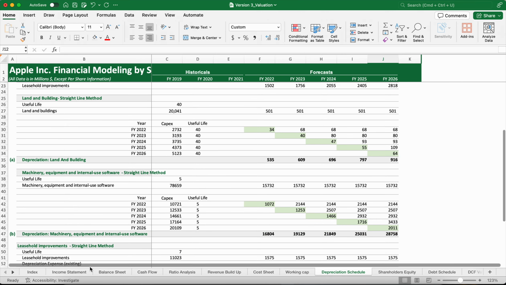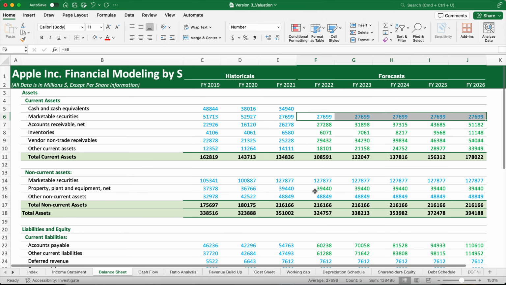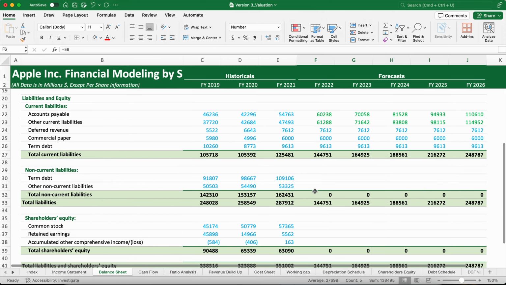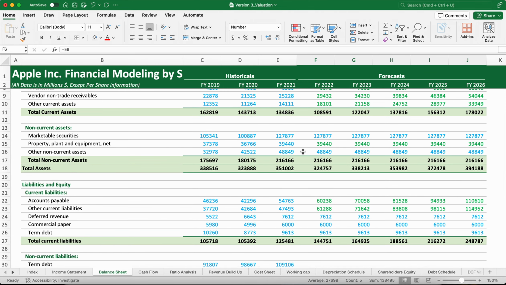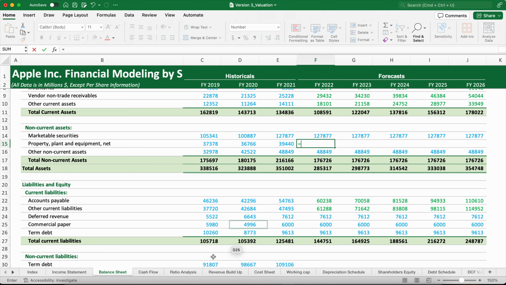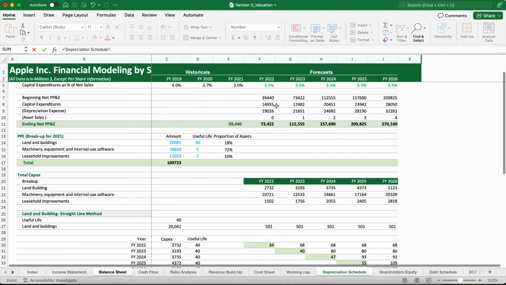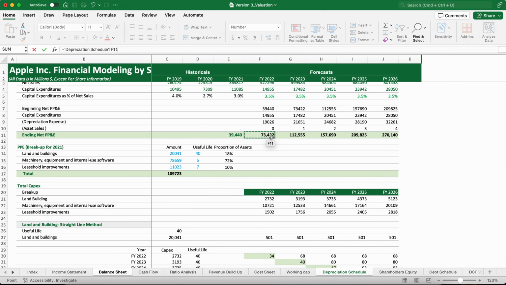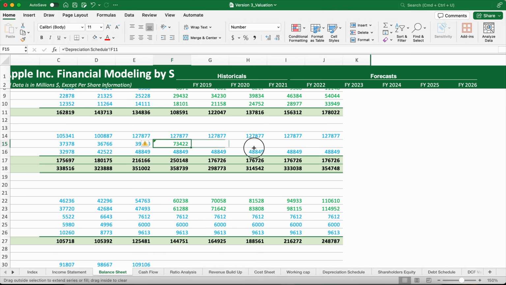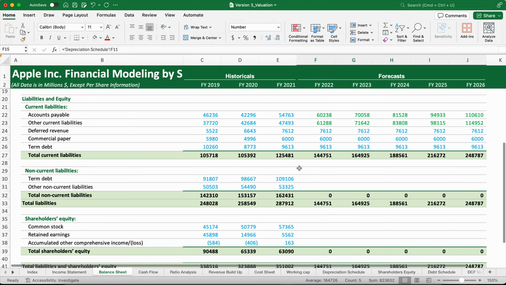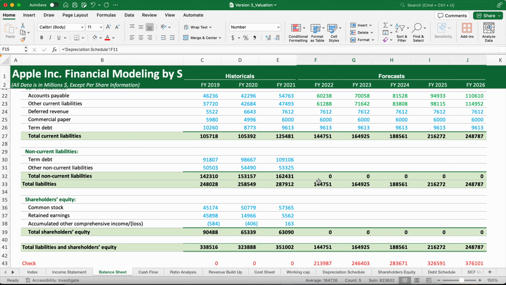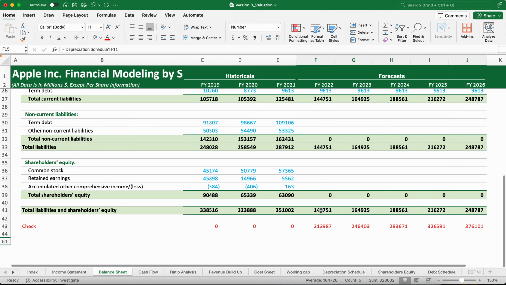So that's it. Now let's move on to the balance sheet, and here we can now come to the property, plant and equipment, and as you can see, we can replace this with this value, the ending net property, plant and equipment value. So that's it. So what else do we miss? Term debt, other non-current liabilities, common stock, retained earnings, and accumulated other comprehensive income or loss.